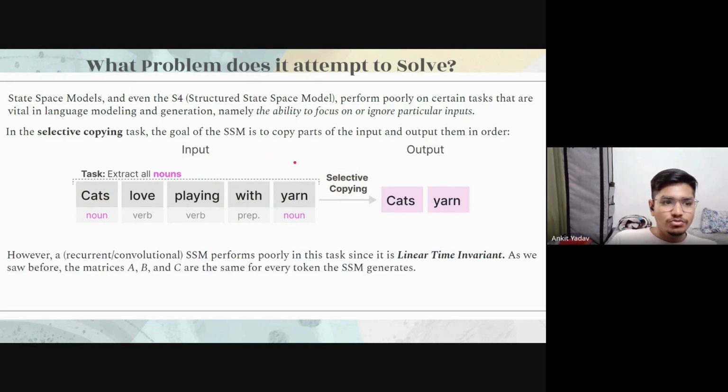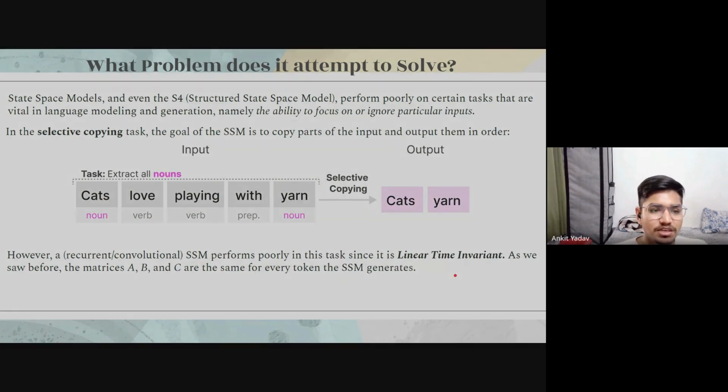But there's an issue with the current SSM: it is linear time invariant. A, B, C are static parameters and they don't change. If those are static parameters, they don't know how to create a relation with this. Even though with the help of the hidden state we somehow know what is in the previous input, they don't know how to change over time for the current input or how to create a strong relationship with the previous input. This is not there in SSM right now because of this linear time invariance problem.